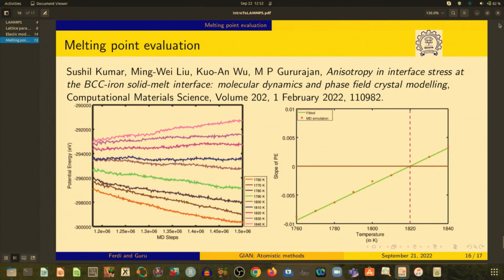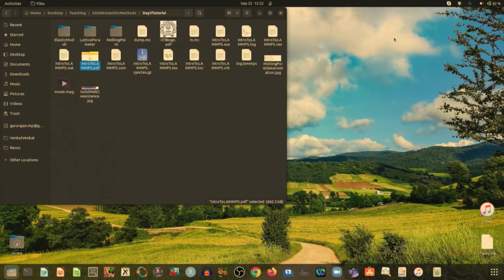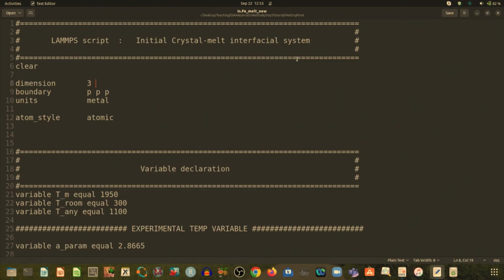So let me now show you the script. This is already there, probably you have seen. Let me just run through once. Okay, so there is an initial crystal melt system that we are trying to set up, and it is in 3D, and we are using periodic boundaries, units are metal, and atom style is atomic.